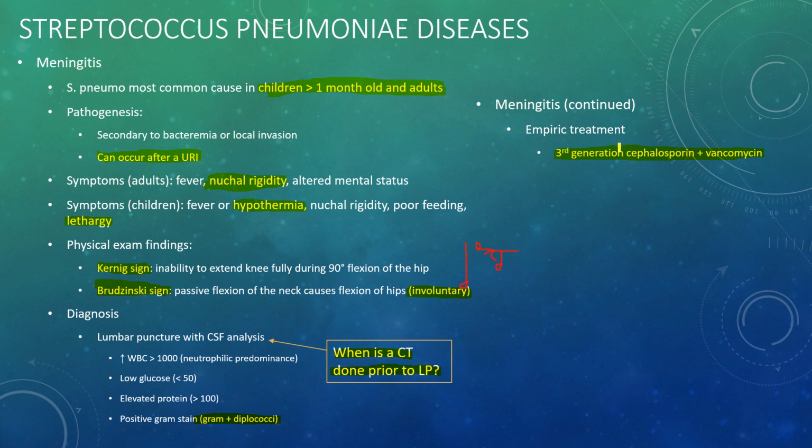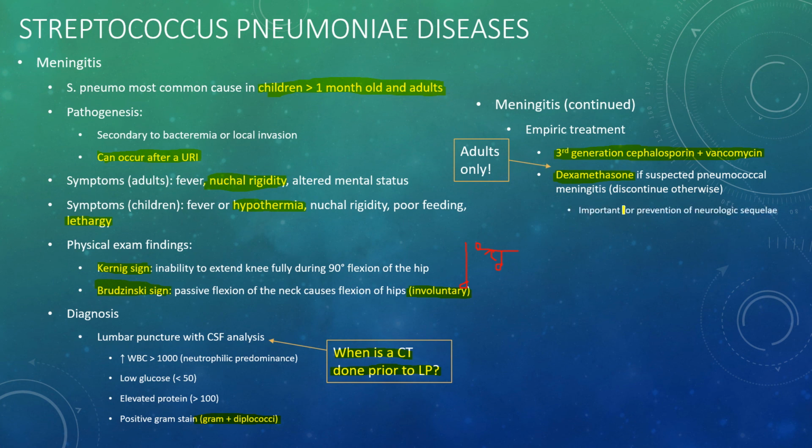The third-generation cephalosporin is to combat Haemophilus influenzae, which is another very common cause of meningitis. Also, in adults, dexamethasone is needed in pneumococcal meningitis. If you find out that the meningitis is not caused by pneumococcus, you can discontinue the dexamethasone. But this is critically important for patients who have pneumococcal meningitis. The reason is that dexamethasone will decrease the inflammation in the CSF and the meninges.